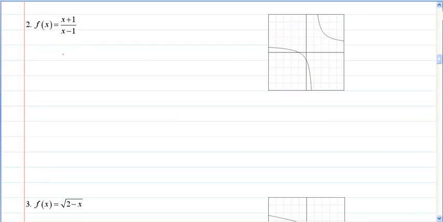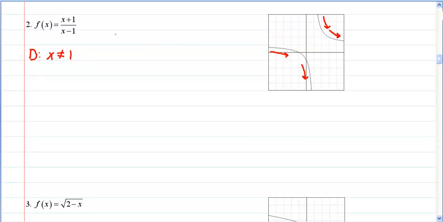For number 2, f of x equals x plus 1 over x minus 1. In this example, the domain is x cannot equal 1. If x is 1, your fraction will be undefined. So if we look at our graph, we see that each branch is decreasing, and we can also see that it passes both the horizontal and vertical line tests. That's another way we could check this graphically. So we know again that the answer will be yes.